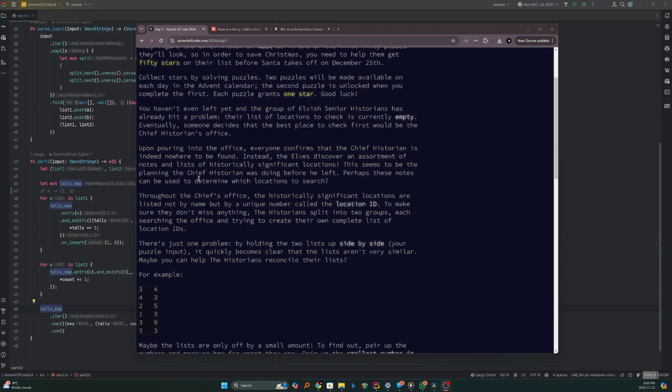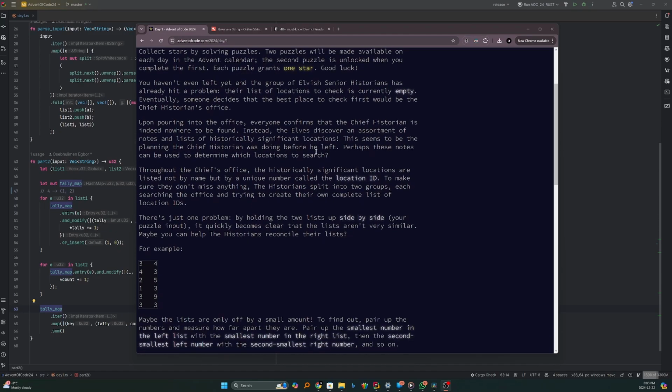Part 1. Upon pouring into the office, everyone confirms that the chief historian is indeed nowhere to be found. Instead, the elves discovered an assortment of notes and lists of historically significant locations. This seems to be the planning the chief historian was doing before he left. Perhaps these notes can be used to determine which locations to enter.